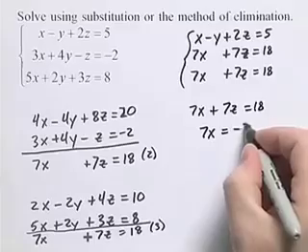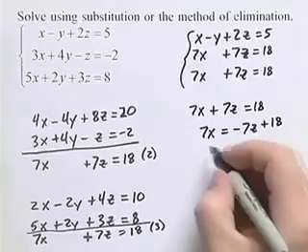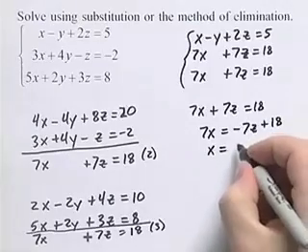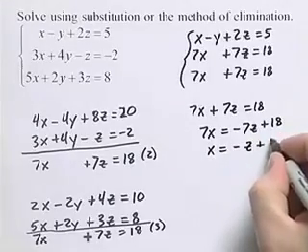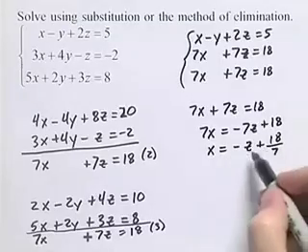7x equals negative 7z plus 18. We're going to divide both sides by 7, so we'll have x is equal to negative z plus 18 sevenths. We've expressed x in terms of z. Now we need to get y in terms of z to complete our solution.